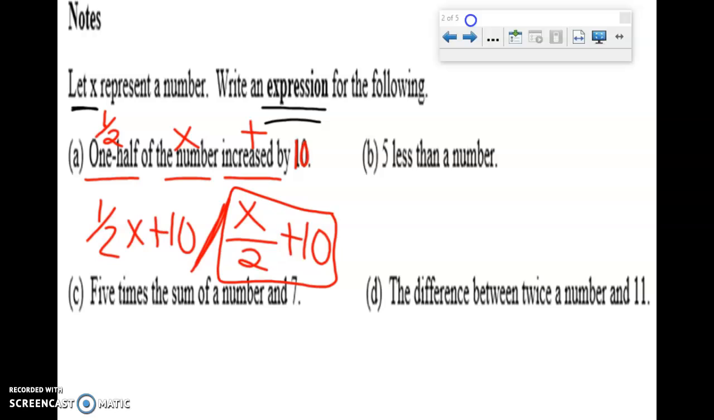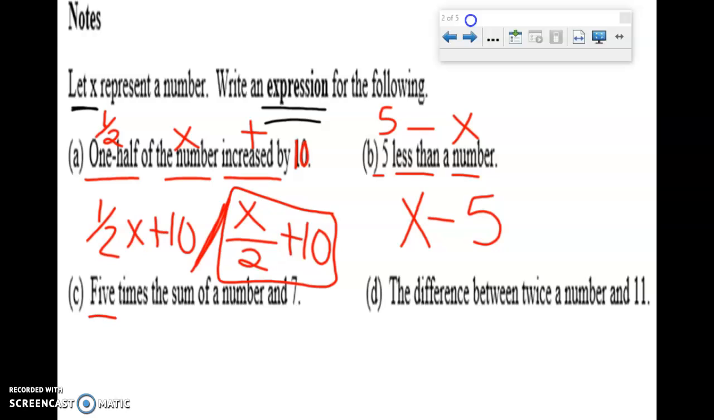5 less than a number. 5 less than a number. Pretty straightforward. 5 minus x. But be careful here. How you write it or annotate it is not the answer, because this has to be written as x minus 5. You have to take 5 away from the number and not the number away from 5. So be very careful with how you answer this question, especially with less than.